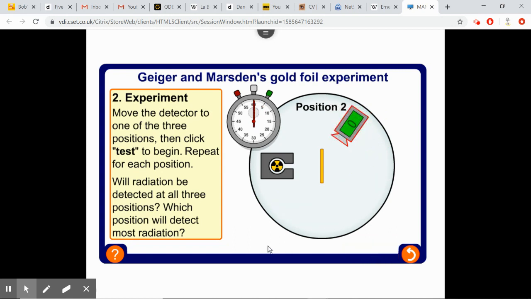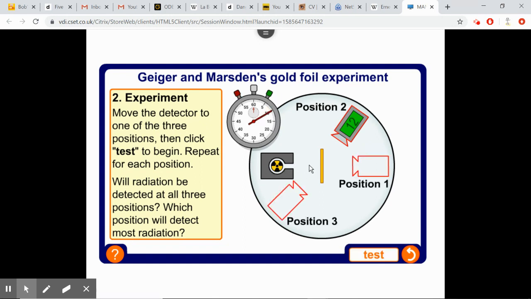Position 2, what happens? Some alpha particles must be deflected. So you can imagine the path the particles took like this, bouncing and changing direction and managing to get to position 2.